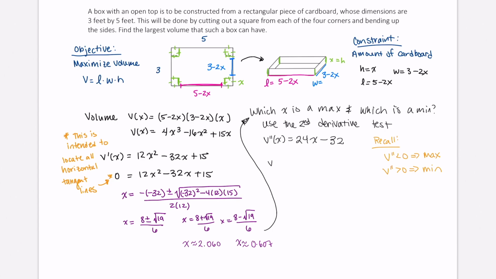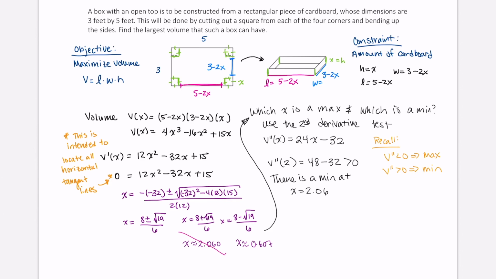Okay, so let's go v double prime of about 2, right? And this is fairly close. It's not exact, but it's close. Well, what's that going to be? It's going to be 48 minus 32, that's certainly larger than 0, so there is a min at x equals 2.06. So our maximal value cannot occur here.